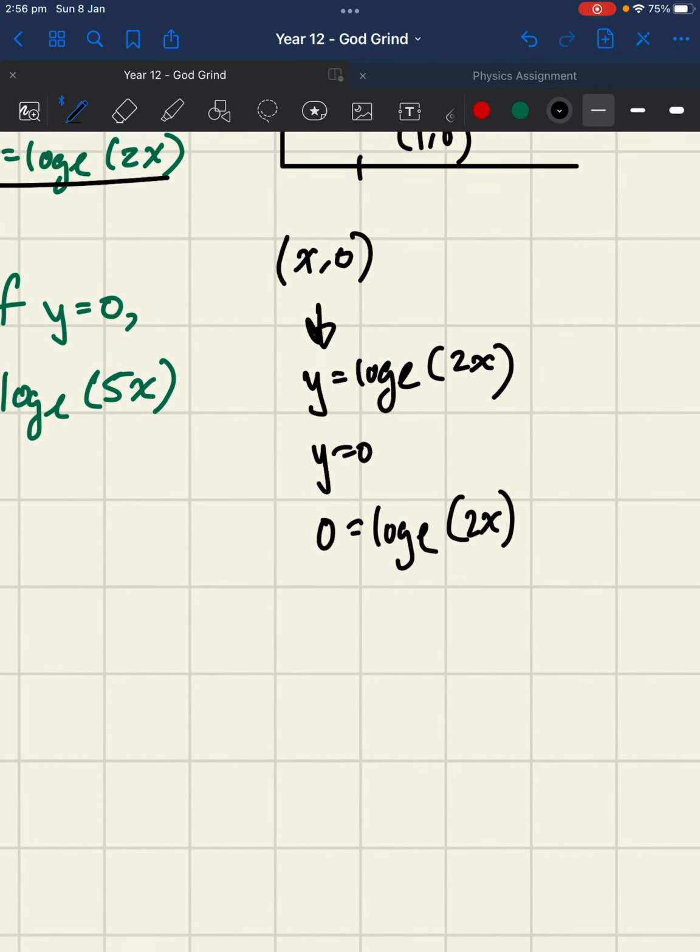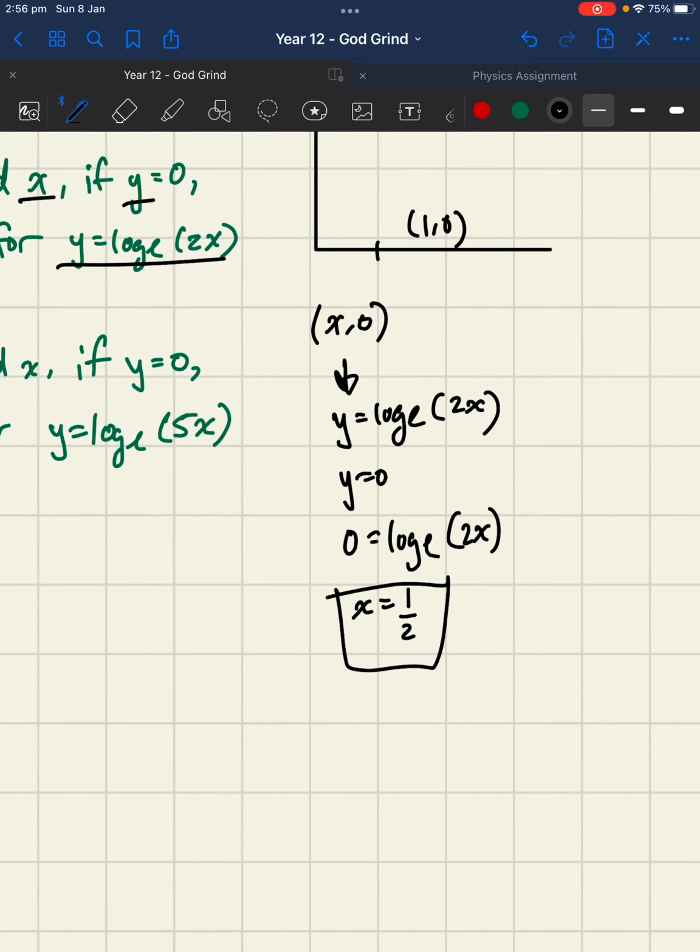The only thing that makes it turn into 0 is if x is something that will turn this 2x into a 1, because natural log of 1 is 0. So, the only thing that does that is when x equals 1 over 2. And that is the answer. Yeah, it's pretty simple. So, let's put it on here.